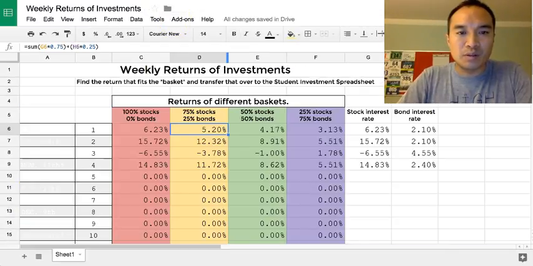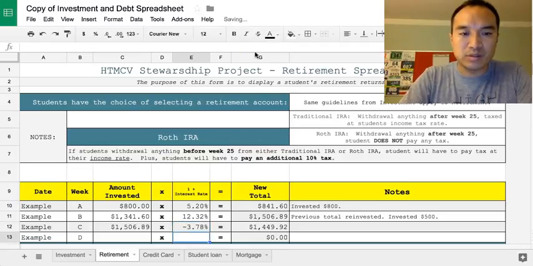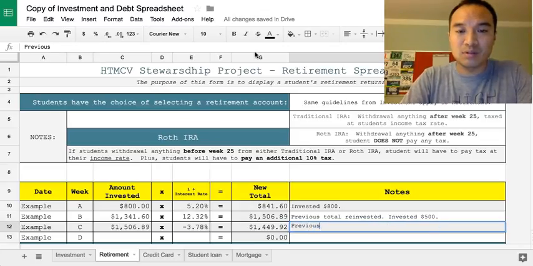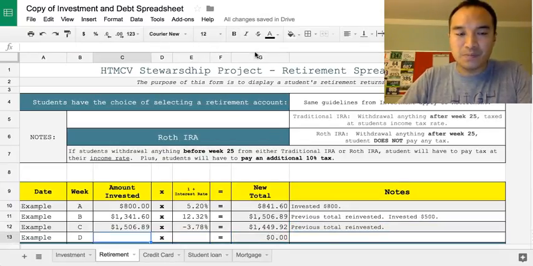Next week, we're going to take that, hit enter. Interest rate will come from here. Third week, negative 3.78. And then nothing happened in terms of investing, so we're just going to say previous total reinvested.